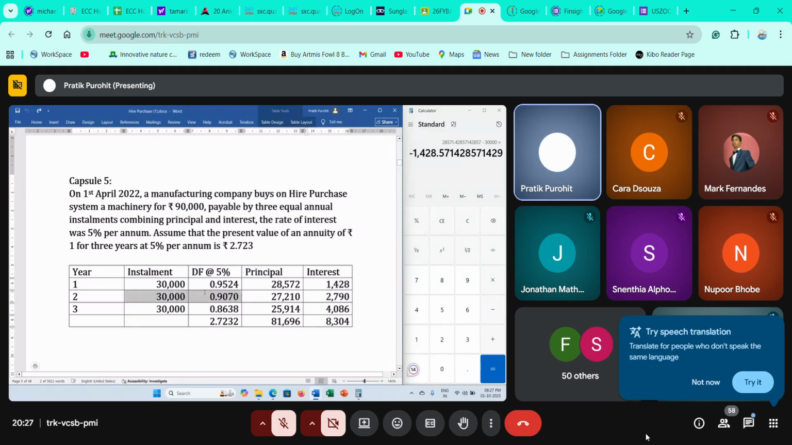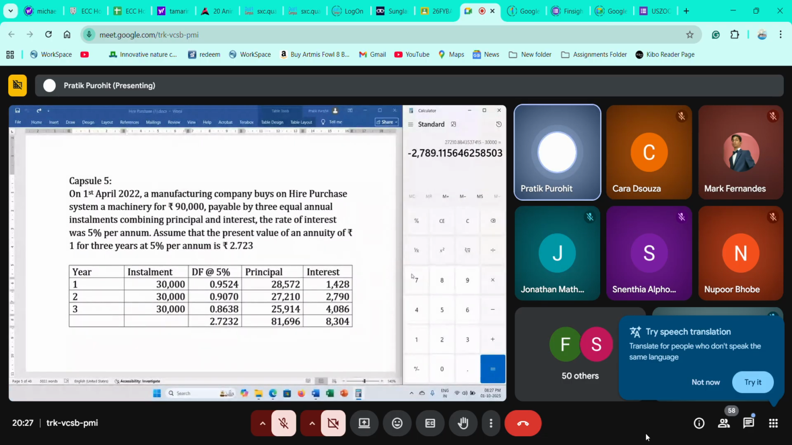Same way here. For the second year, we calculate it again. We come on the calculator, 1 divided by 1.05 equal to, got the value, multiply by 30,000, that is the installment that you pay in that particular year, comes to 27,210. Then subtract it from 30,000, which is your installment price, 2,790 becomes your interest. I've just rounded off to get the correct answers.